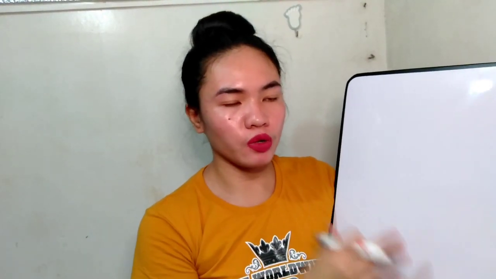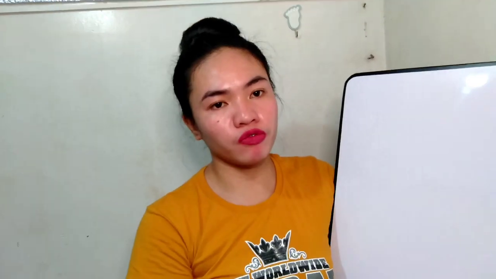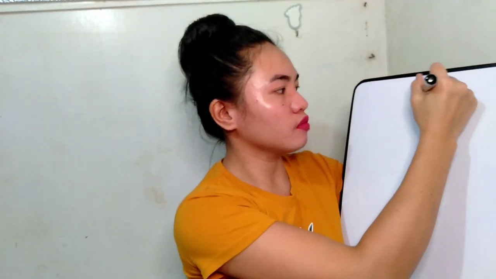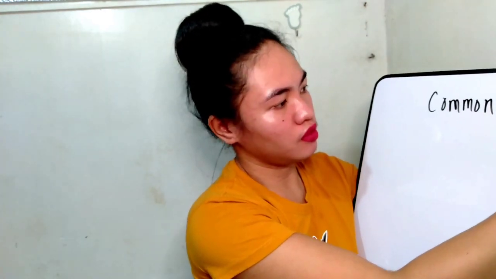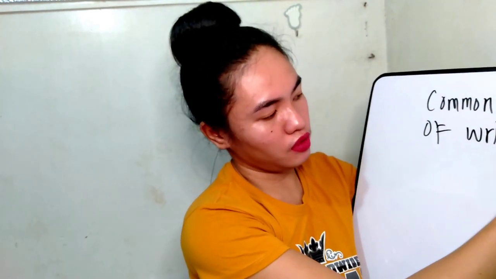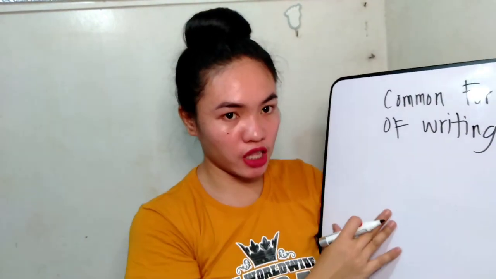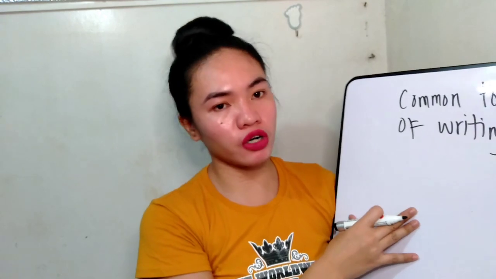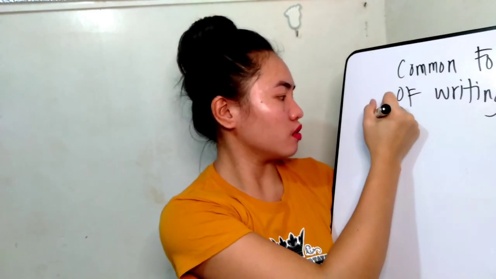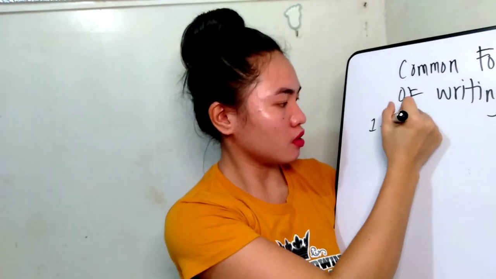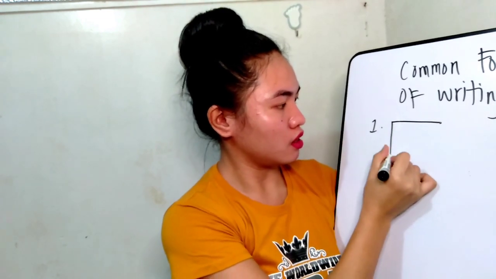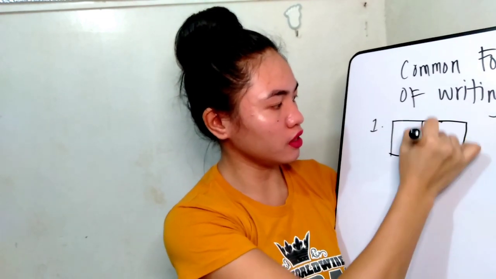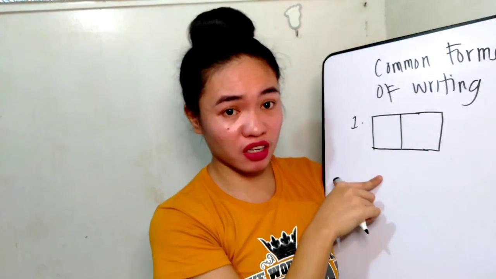Okay. So as I said, before we go sa my consonants, we have to tackle first what are the four common forms of writing. So actually they do have 6 forms of writing, but these are the 4 most common. This one. So we have here backs.